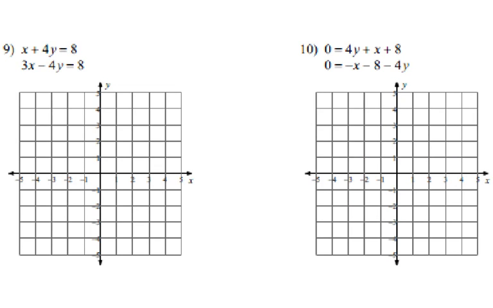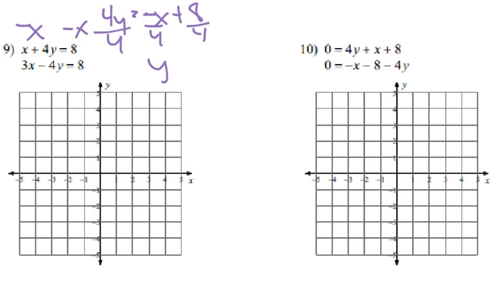So, same thing again. Subtract x from both sides. We get 4y equals negative x plus 8. Divide by 4. We get y equals negative 1/4 x plus 2. So we graph that up to 2, down 1 to the right 4, or up 1 to the left 4. So there's our first one.